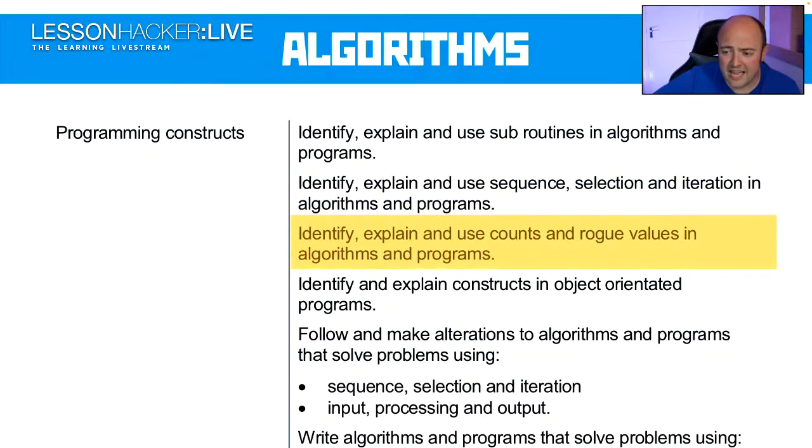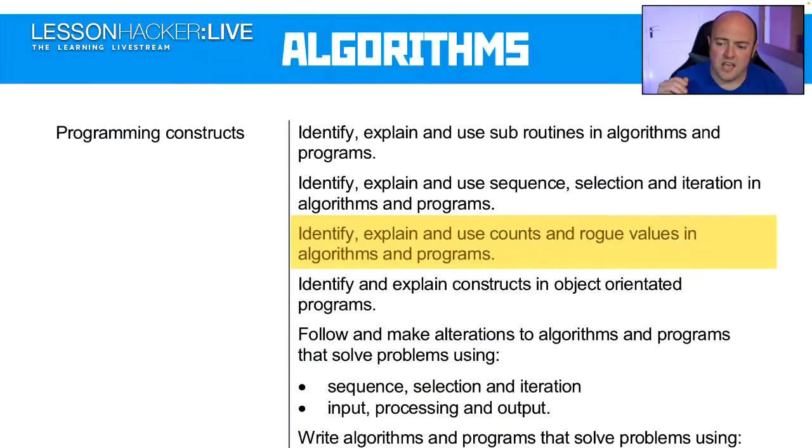Identify, explain, and use counts and rogue values. Now, a count is where we instantiate a variable before a loop and count how many times something happens. Straightforward. But a rogue value is weird. A rogue value is where if we write a subroutine that's going to work out an addition, for instance, if something goes wrong, rather than sending back an error message, we send back a value that makes no sense. In most cases, this would be sending back a minus value or something like that.